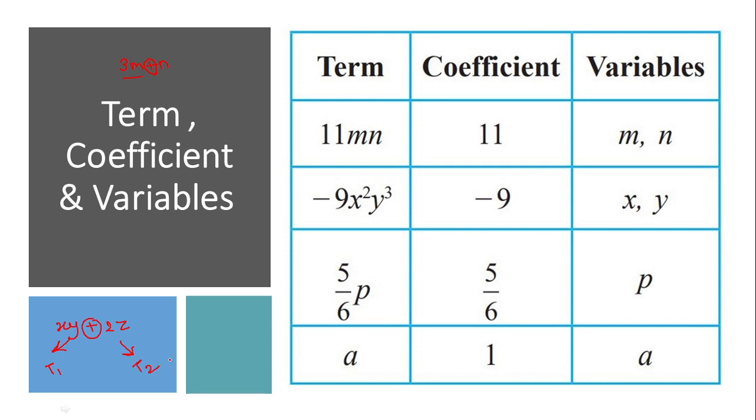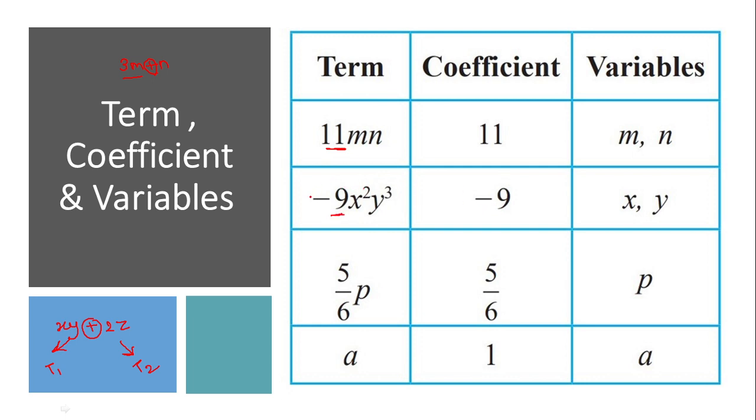Okay. Now here we have 11mn. So out of it, coefficient means the constant part. Whatever the number is there, that constant will be the coefficient. And variables we know are only the alphabets. What are the variables here? m and n. Then next here, -9 will be the coefficient.